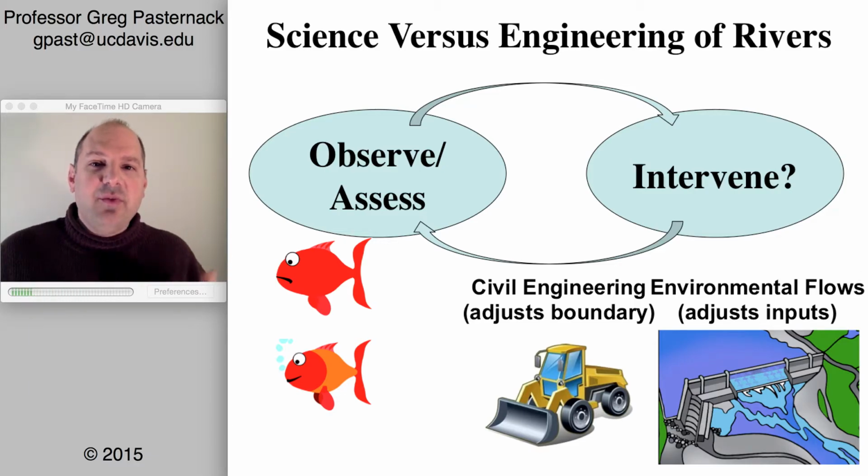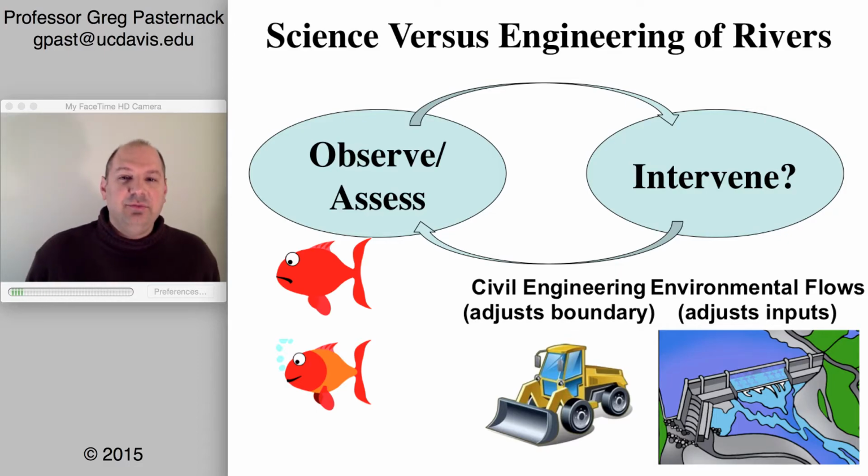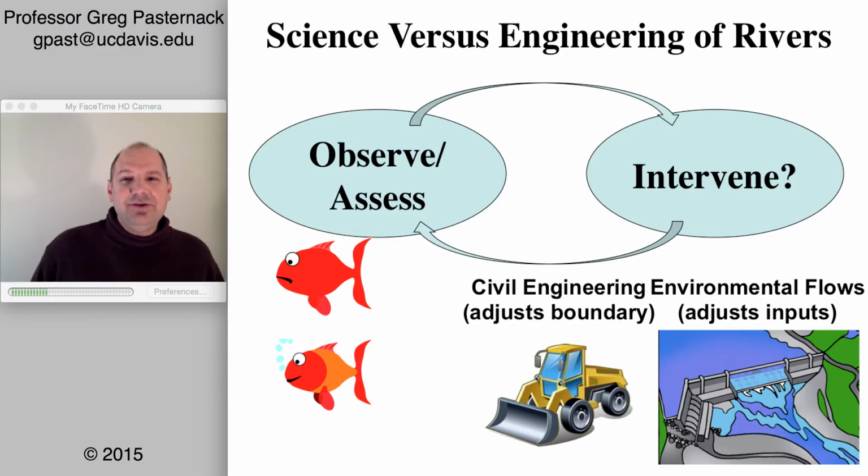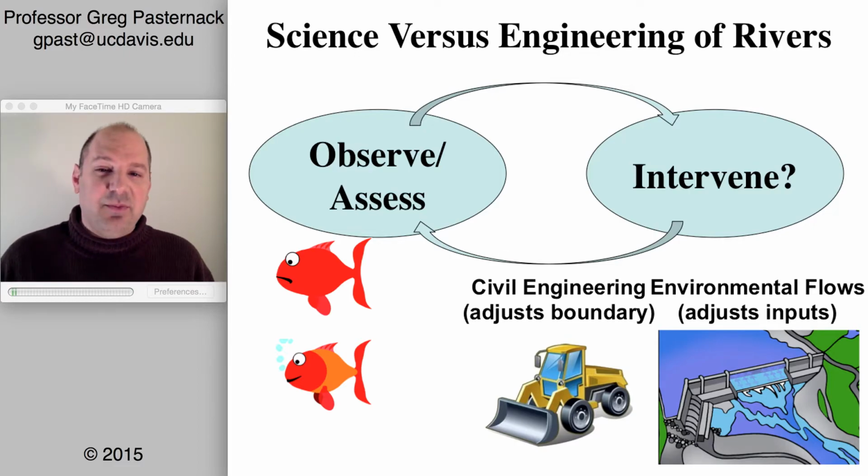So when we look at river restoration or associated actions, we have to consider to what extent we can rely on the science that we have, and what is the science that we have. In other words, is this an engineering problem, or do we still need fundamentally new science, and therefore it's more of a scientific problem? And of course, it's a blend of those things.